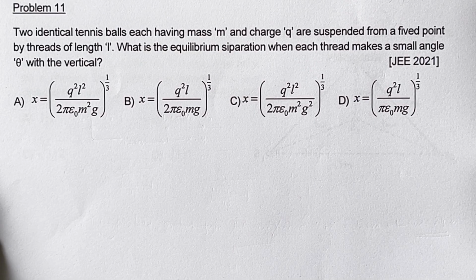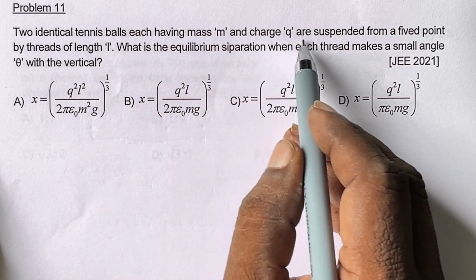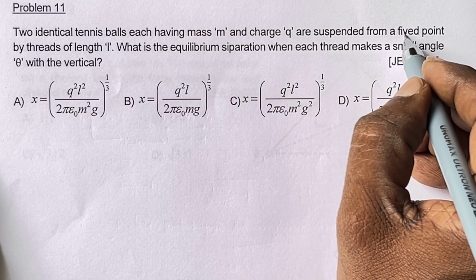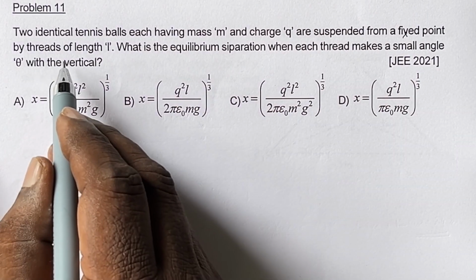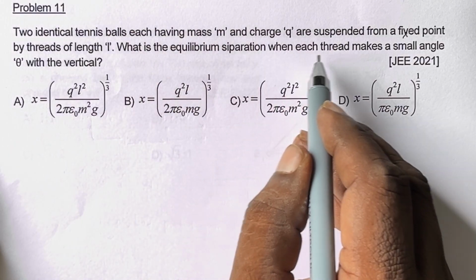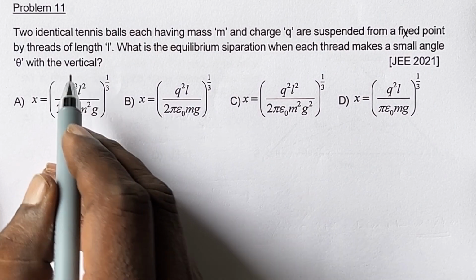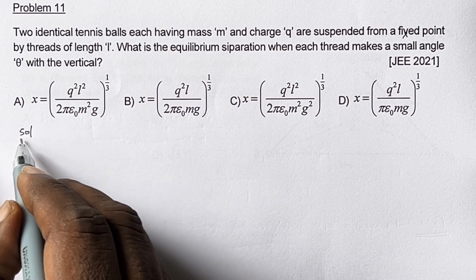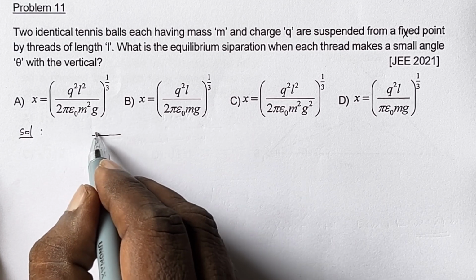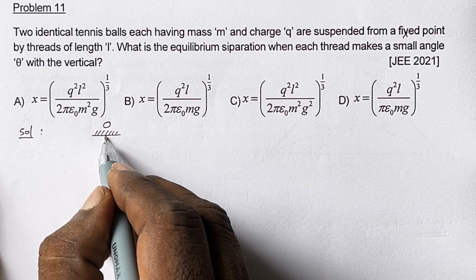In this problem, two identical tennis balls each have mass m and charge q are suspended from a fixed point by threads of length L. What is the equilibrium separation when each thread makes a small angle theta with the vertical? So this is an equilibrium problem. This is a common point, I will name it as O.